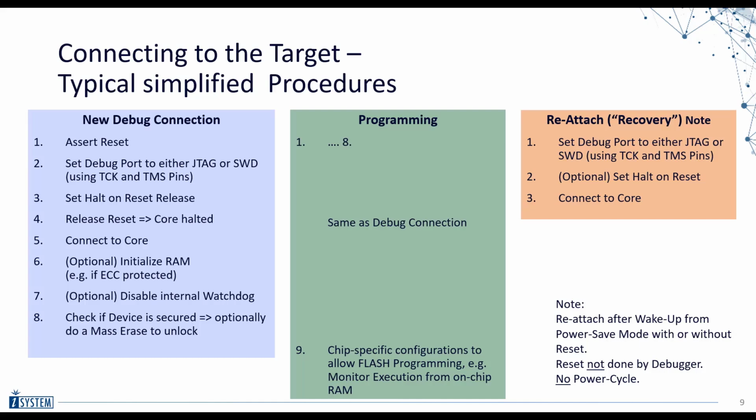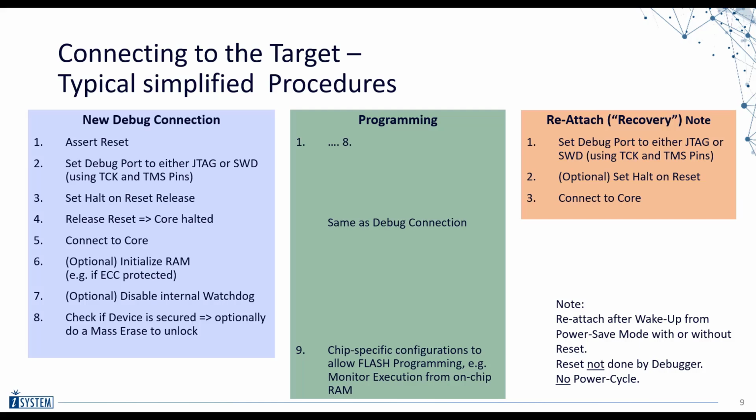Now talking about the second scenario, where not only debug but flash programming is also required. In this case we need some additional configuration. Flash programming is typically done by a so-called programming monitor routine executing from on-chip RAM. As writing and executing from on-chip RAM is sometimes prohibited by default, for example by a memory protection unit, such protection settings also need to be disabled first.